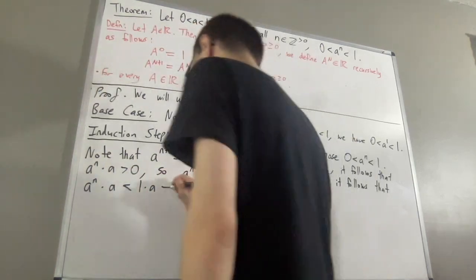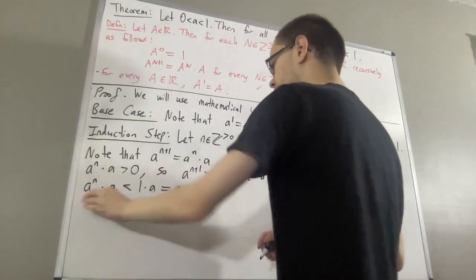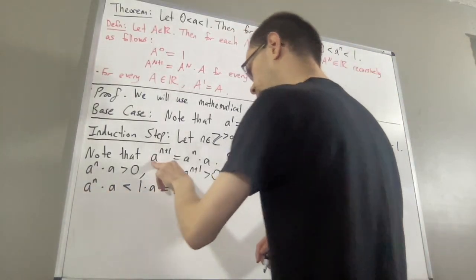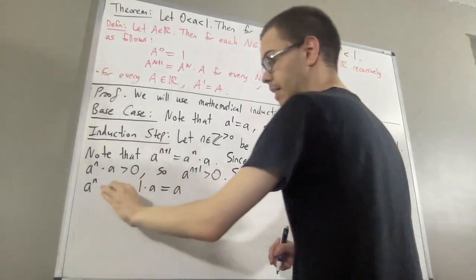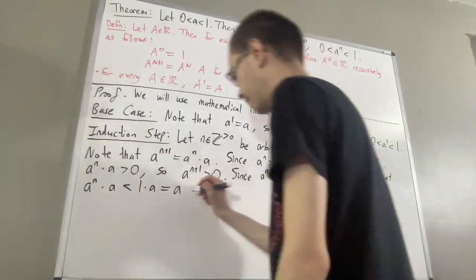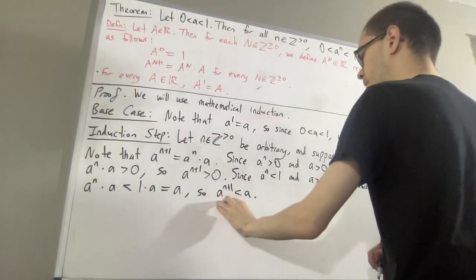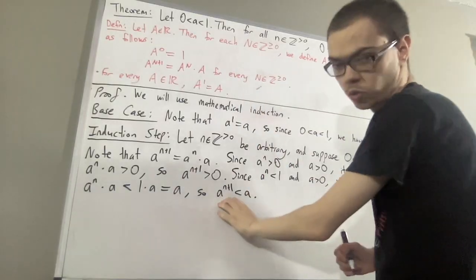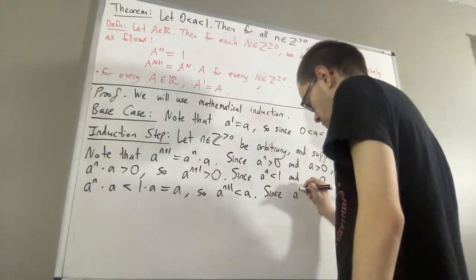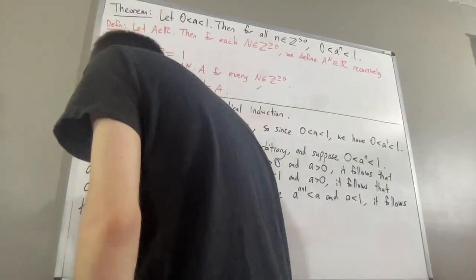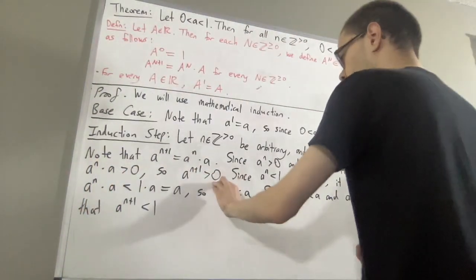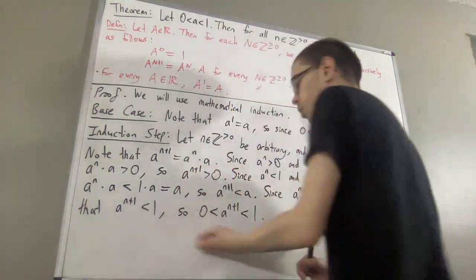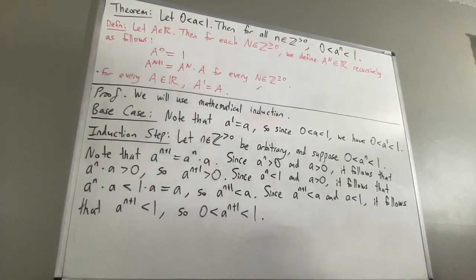And 1 times a is equal to a, so we get a to the power of n times a is less than a. But a to the power of n times a is equal to a to the power of n plus 1. So this is saying that a to the power of n plus 1 is less than a. But since a to the power of n plus 1 is less than a, and a is less than 1, that tells us a to the power of n plus 1 is less than 1. And so 0 is less than a to the power of n plus 1, which is less than 1. And so we're done. This completes the induction step.